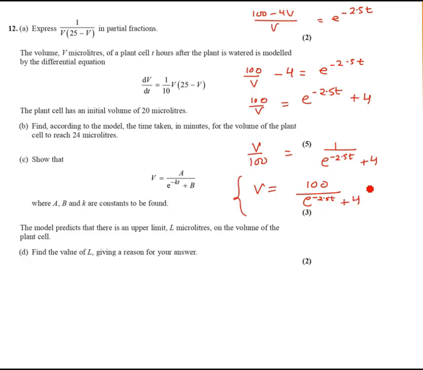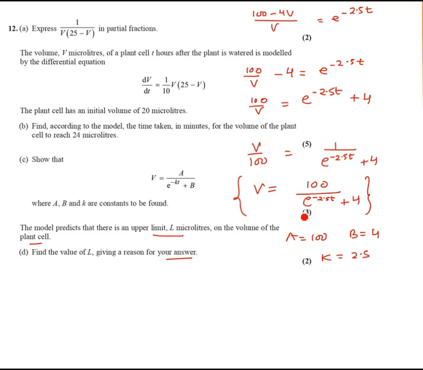So that will be the final answer, where a is 100, b is 4 and k is 2.5. Okay, now the model predicts that there is an upper limit L microliters on the volume of the plant cell. Find the value of L, giving a reason for your answer.